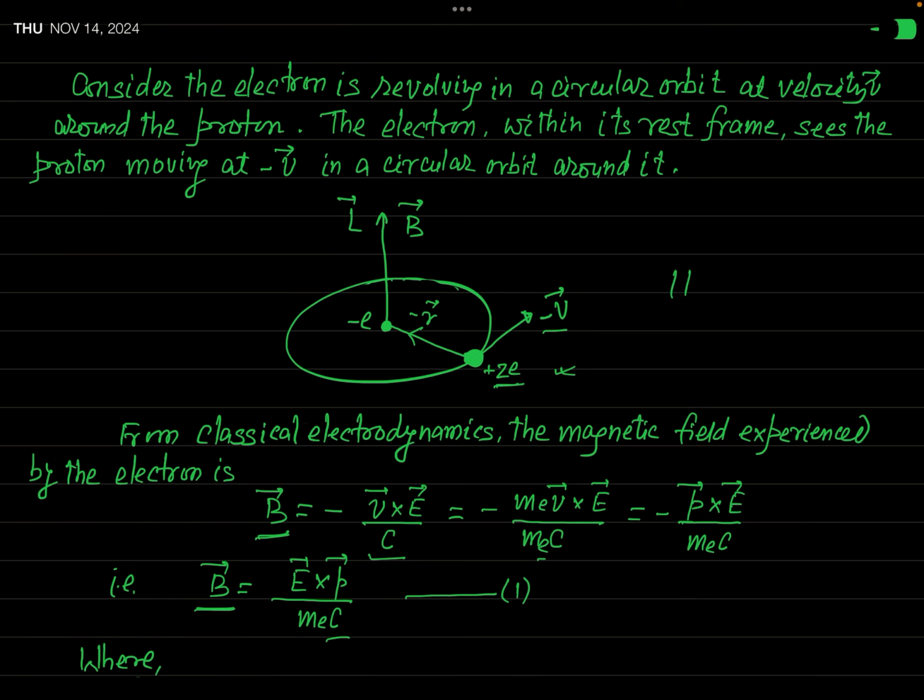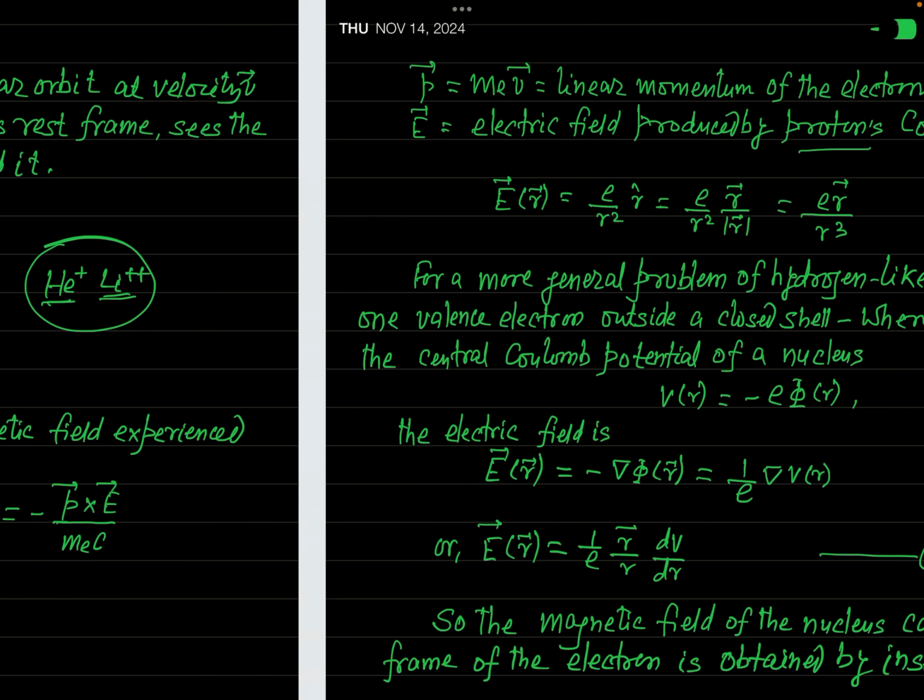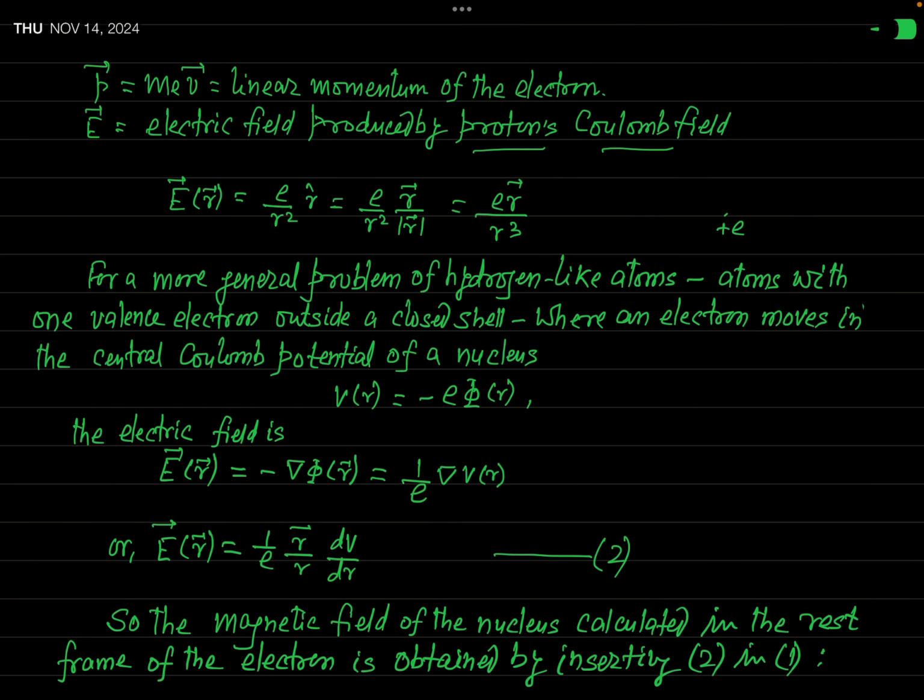For example, if you are talking about the He plus ion, or Li double plus ion, these are actually hydrogen-like atoms. Although these are ions, they are called hydrogen-like atoms because He plus and Li double plus both have only one electron moving in the closed shell, and therefore these are called hydrogen-like atoms. So this theory is also applicable for hydrogen-like atoms.